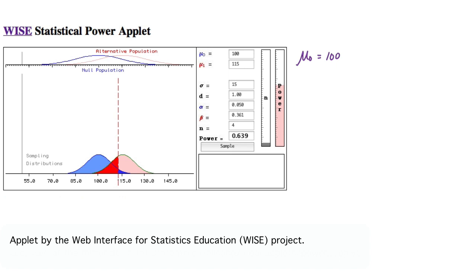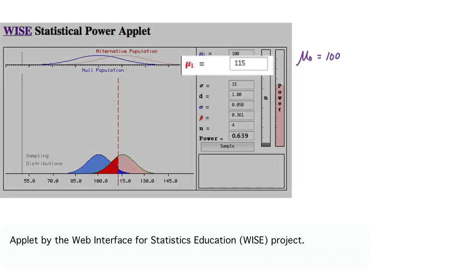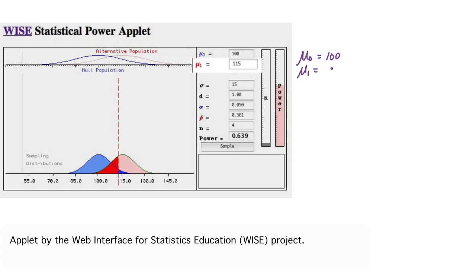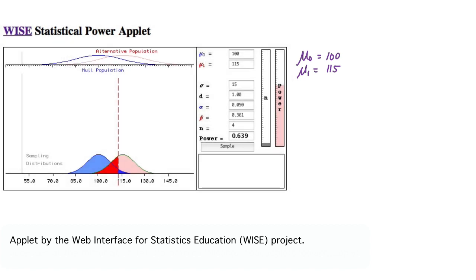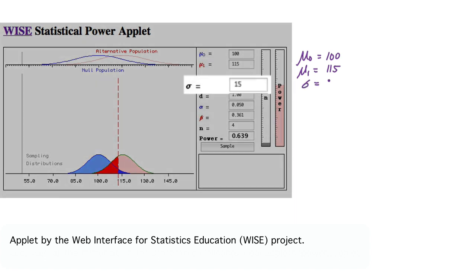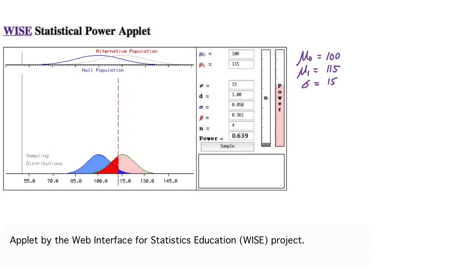To calculate a numerical value for power, we need to do so for a particular value of the alternative, not just say any value greater than 100. Here, that alternative value is called mu1, and we'll start with it equal to 115. Our red normal distribution at the top is the model for this alternative worldview. It is centered at the alternative mean value of 115. Note that both the null and alternative populations have the same spread, and that's quantified by 15, the value of sigma, or standard deviation.